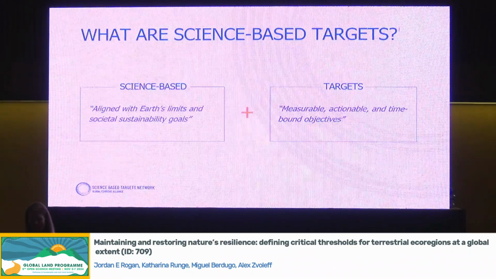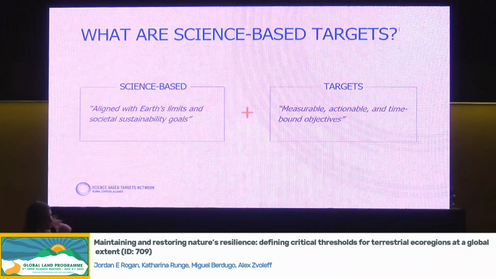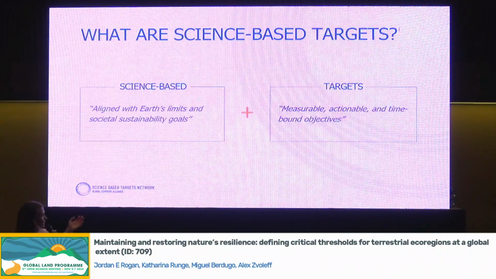And so quickly, SBTN. One of the main reasons why we started this work was to inform the science-based targets for land. This is what a science-based target is, for those who don't know: a measurable, actionable, and time-bound objective based on the best available science that allows actors to align to Earth's limits and societal sustainability goals. And specifically, this is key for the science-based targets for land.